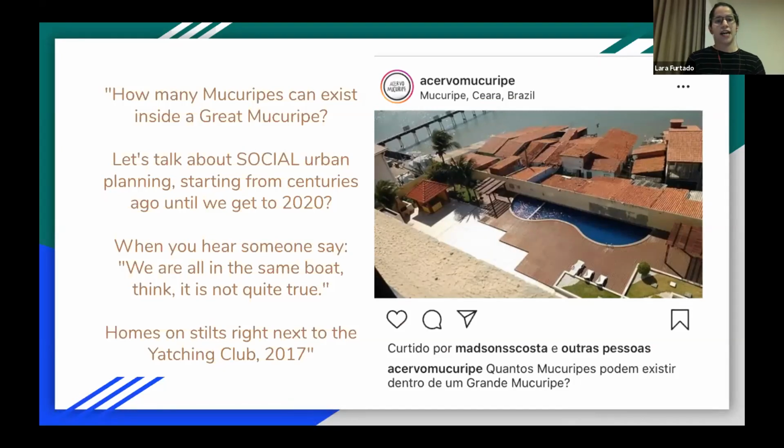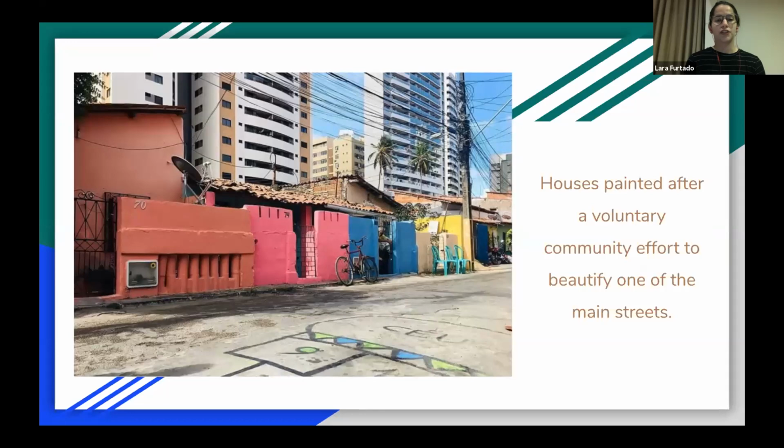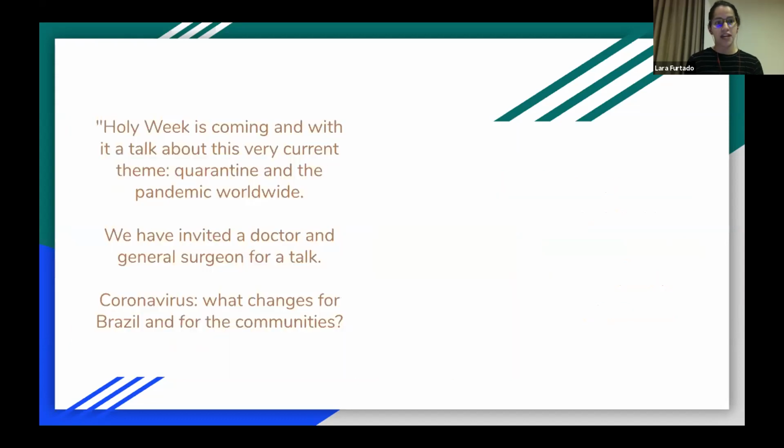But at the same time, they're using all of this visibility to promote beautification and improvement and grassroots organizations. They promoted houses being painted and cultural and recreational activities for community members and the youth. And something that has changed that was the pandemic, right? So they use this platform to talk about the coronavirus and how that has impacted their community.